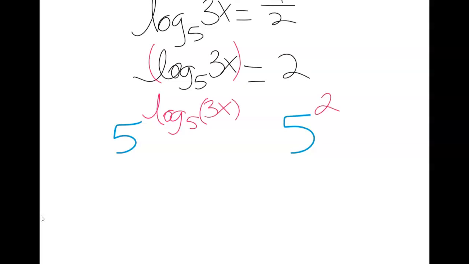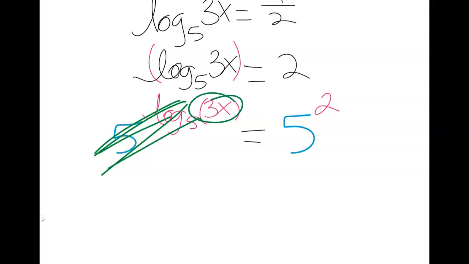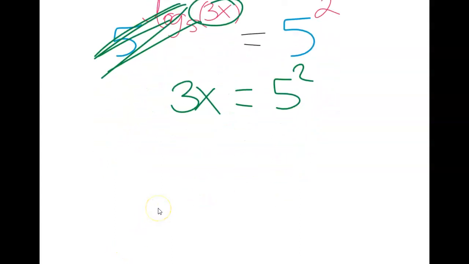And here too, we need the equal sign. We do that because we want to cancel the base with the base of the logarithmic expression. The logarithmic abbreviation goes away too. So now we have 3x is equal to 5 squared. We all know what 5 squared is. 5 squared is 5 times 5, so that would be 25 is equal to 3x.